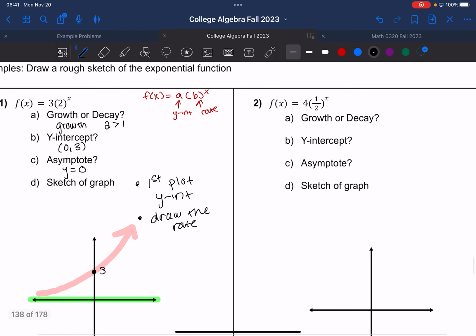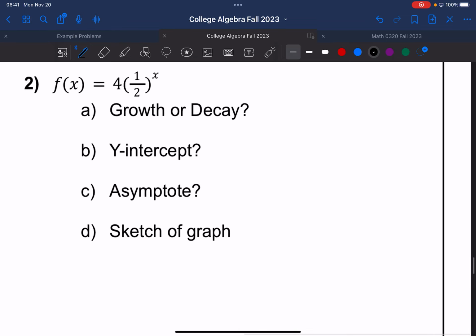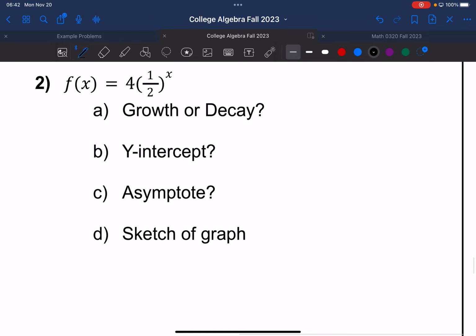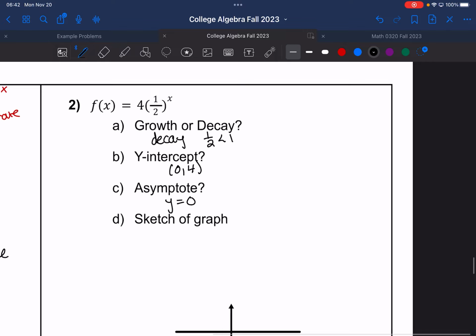Okay. Number 2. So now looking at this function, is this a growth or decay? Decay. Why is it a decay? Half is smaller than 1. Good. 1/2 is smaller than 1. What is our y-intercept? Perfect. 0, 4. Our asymptote is always y equals 0. We got all our information.